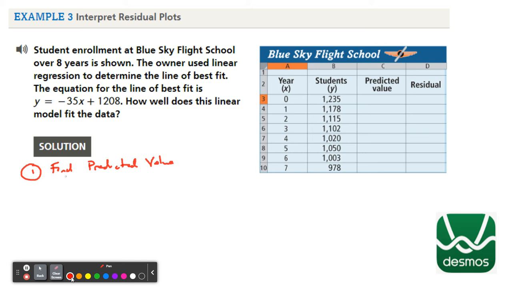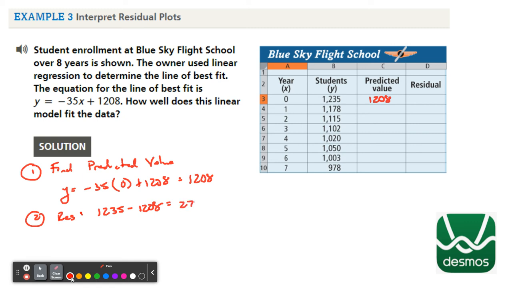To do that, we're going to take our x values and plug them in. So y equals -35 times the first x value, 0, plus 1208. And if you were to do that in a calculator, you would get 1208. That is your first predicted value. Then to find the residual, you would take the actual y value minus the predicted value. So your residual would be 1235 minus 1208, and 1235 minus 1208 is 27. That would be the residual here at positive 27.